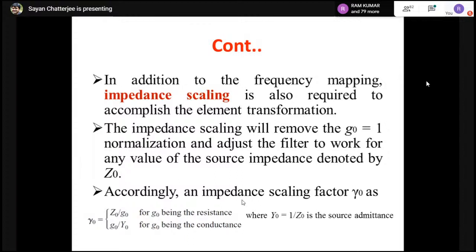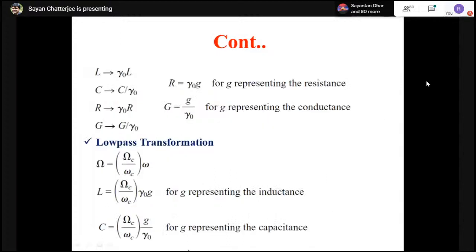So previously you can see L, now it contains gamma naught into L, and the gamma naught is basically obtained from the previous slides, where gamma naught is the exact scaling value. So you have now L, you have C, and your G0 and Gn plus 1 are now converted to R and G. So these are my impedances which are obtained due to the transformation, and you have certain kinds of low pass transformation in terms of omega, which is basically the exact frequency transformation.